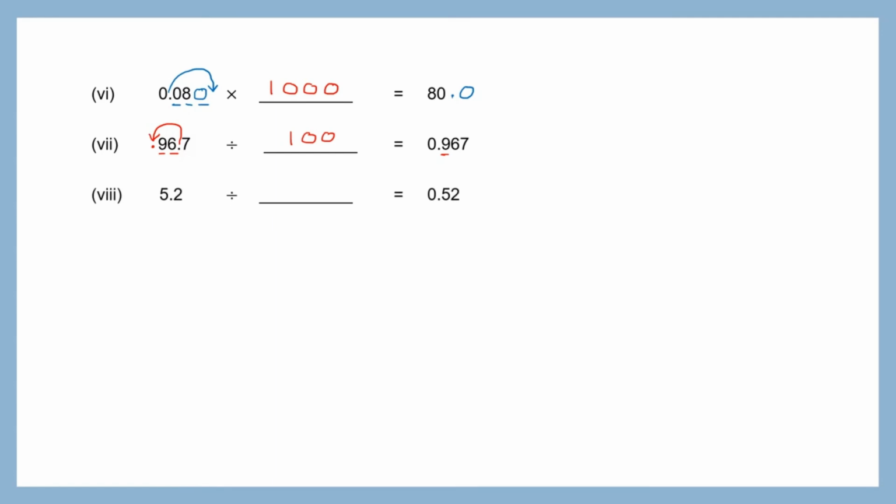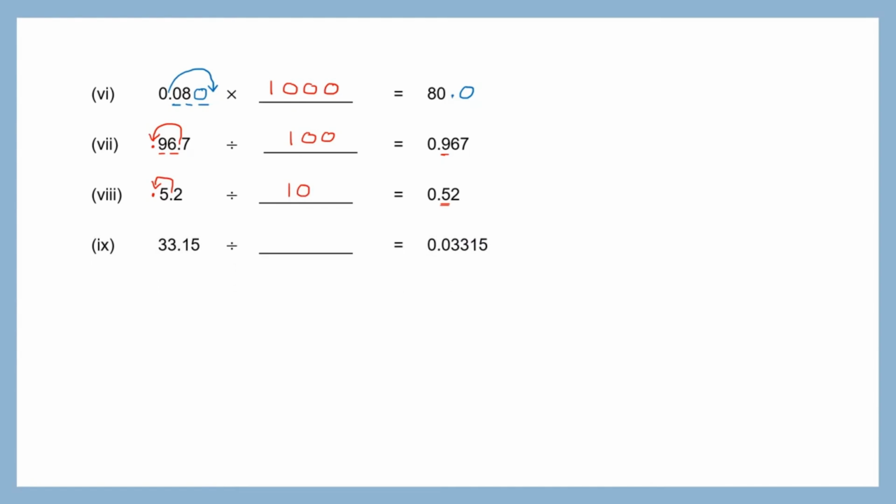Question 8. 5.2 is now 0.52. So the point is before 5. So the point has to come here. That means this should move one place to the left. So that is division by 10 with 1, 0.